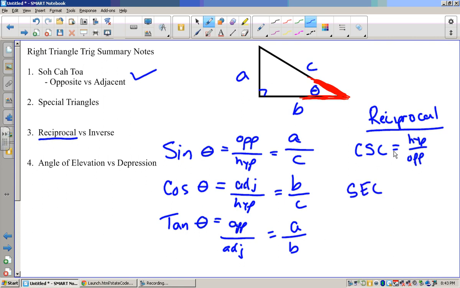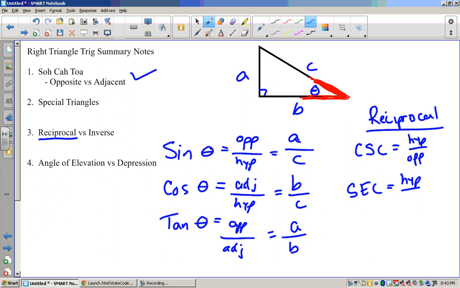Now, why they call this cosecant and this secant, I really don't know, to be honest with you. You can Google it and find out. But to keep them straight, this one has an S, gets changed to C. Okay, reciprocal, flip it. So flip the S to a C, flip the C to an S. That will help you remember.